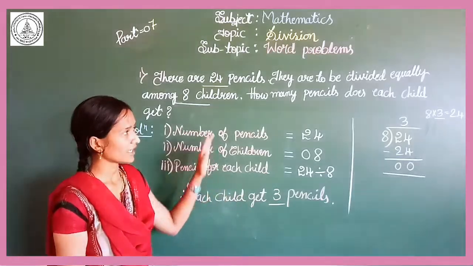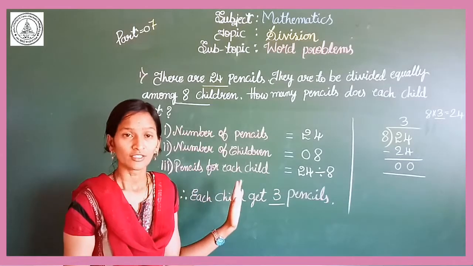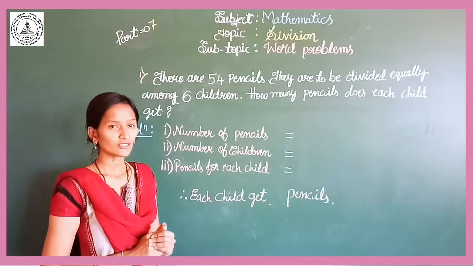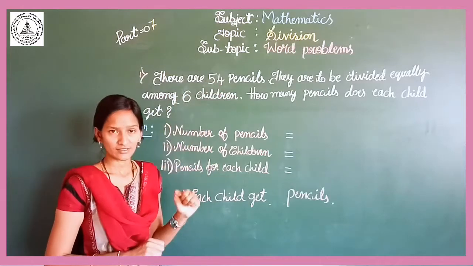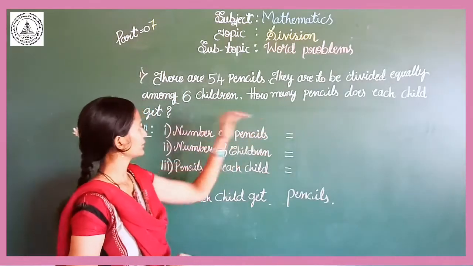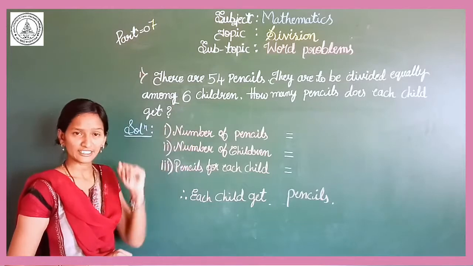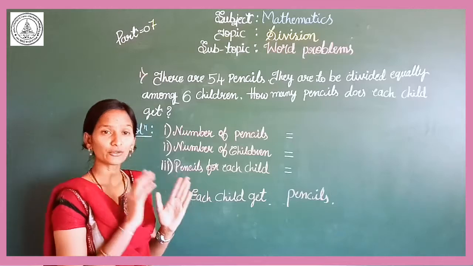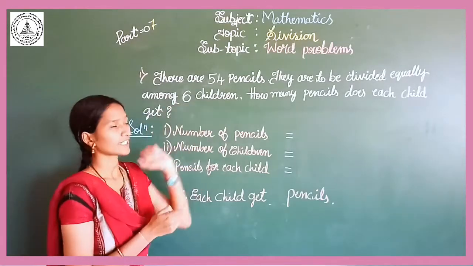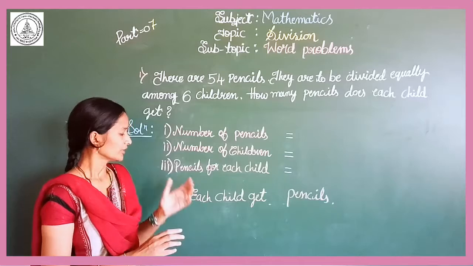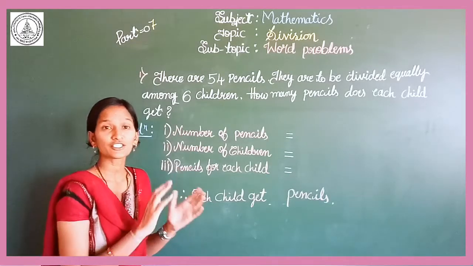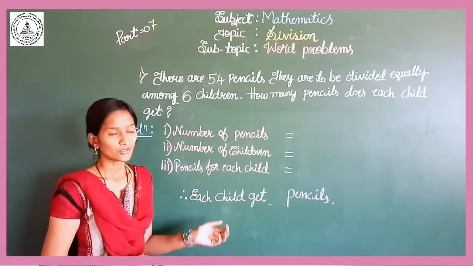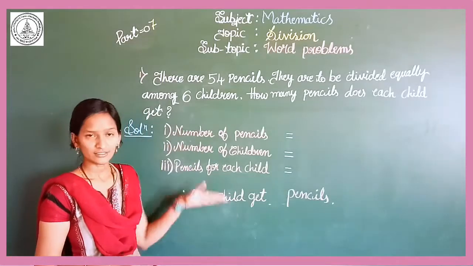Right? This same word problem I will change the number. That problem you have to solve at home. Students, here there are 54 pencils. Right? They are to be divided equally among 6 children. So the total number of pencils here is 54. Now you have to divide equally among the 6 children. Then you have to find out the number of pencils for each child. How many pencils does each child get? Right? So you have to solve like this at home.